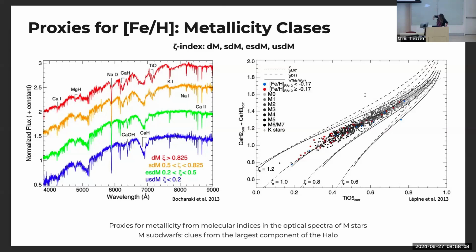You can see the papers right there. This was used as a proxy for metallicity. It was quite useful when we were looking at the galaxy, being the subdwarfs tell us things about the halo.